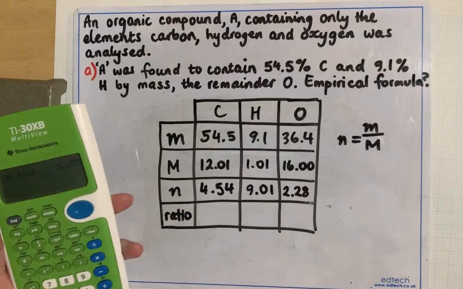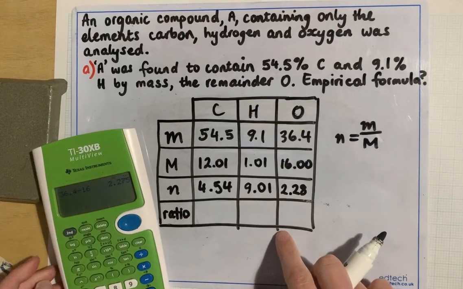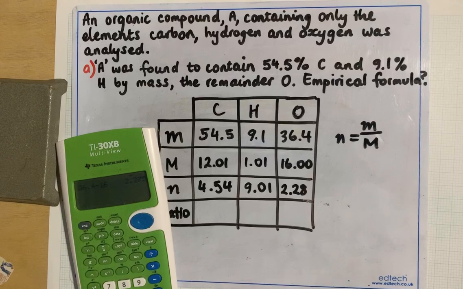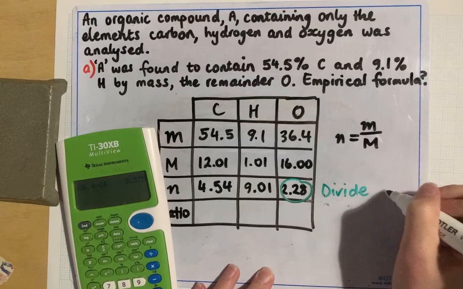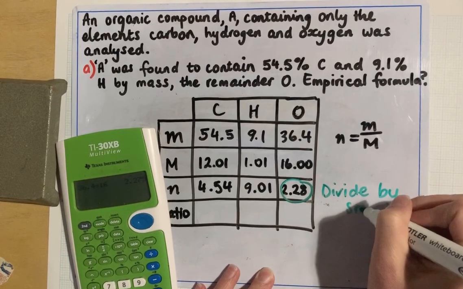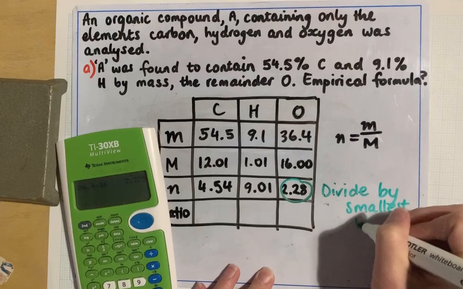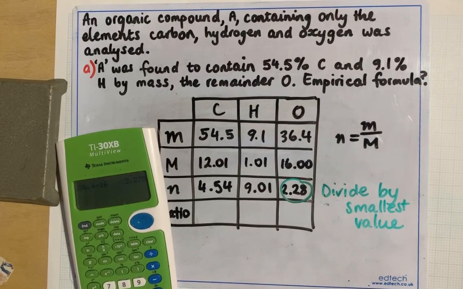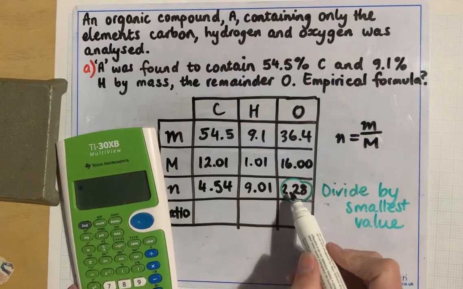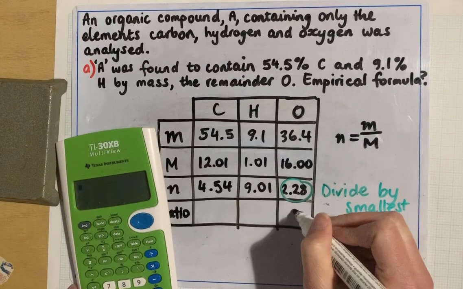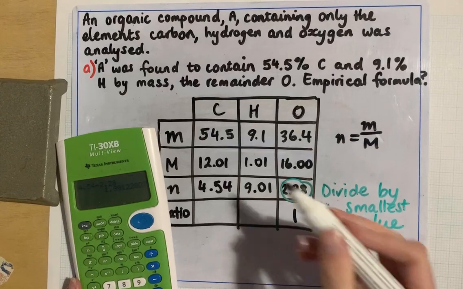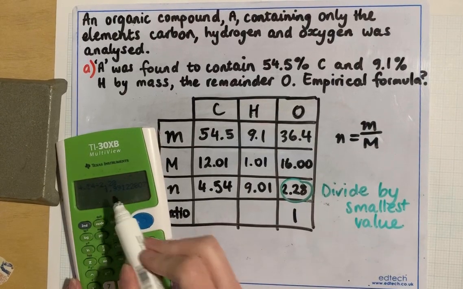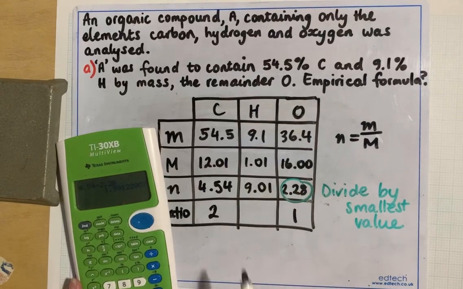To do that, all we need to do is divide by the smallest number there. So if I do that, of course, 2.28 divided by 2.28 is 1. So we don't need to calculate that. These two we do. 4.54 divided by 2.28. We get 1.99. So that's close enough. We can round that off to 2 because we're looking for whole numbers.